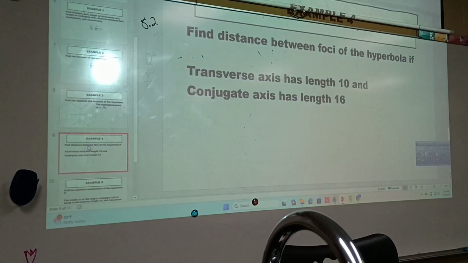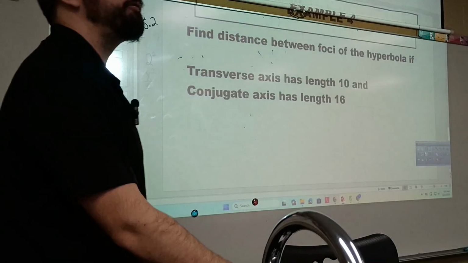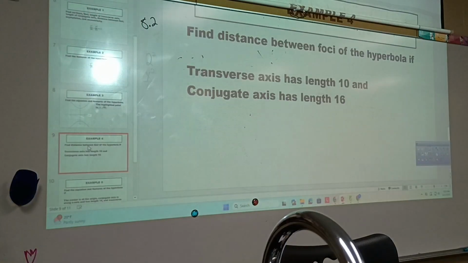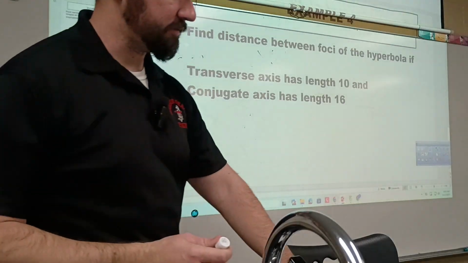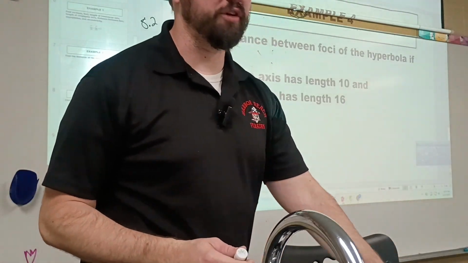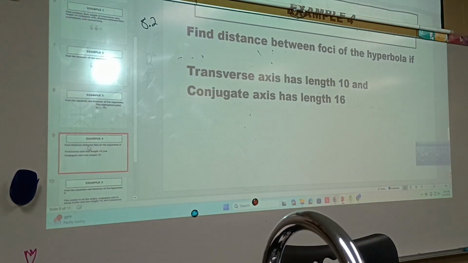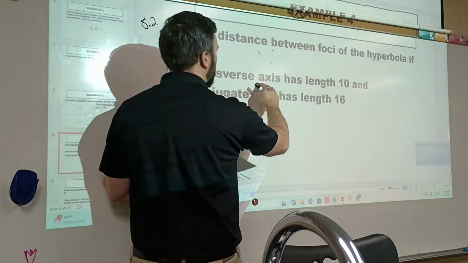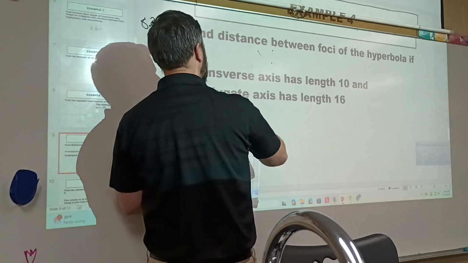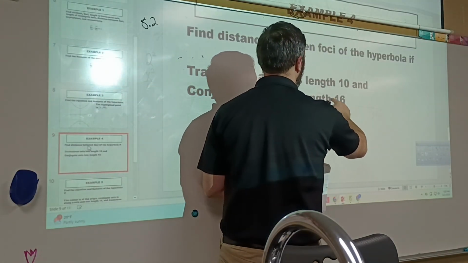All right, let's do this one. This will be a quicker one. We're not finding all the features, we're finding one feature. We got 5 more minutes. All right. Transverse axis has a length of 10. Conjugate axis has a length of 16.